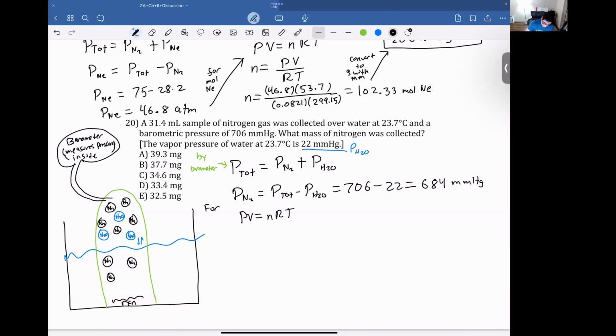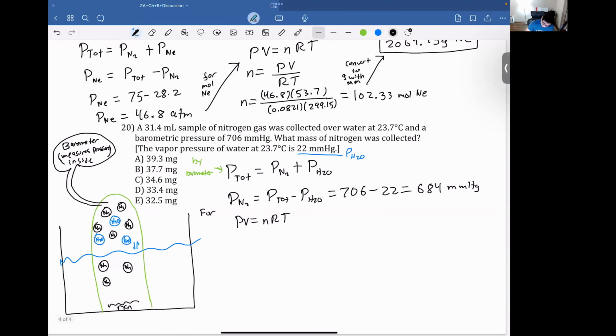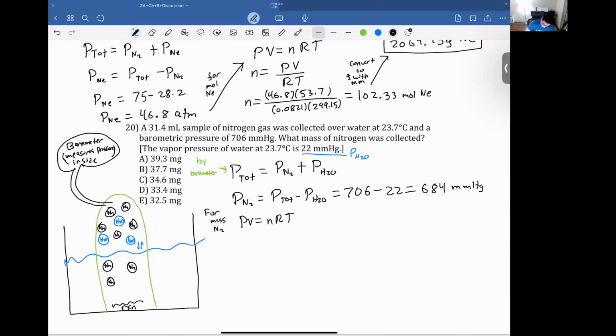This is for mass. We get n is equal to PV over RT, like we just saw before. Or you can say n is equal to mass over molar mass. That way I don't have to write out the step afterwards. You can do the conversion after if you would like. And then I can just plug in everything here. So the pressure is 684 mmHg, so I need to convert this.